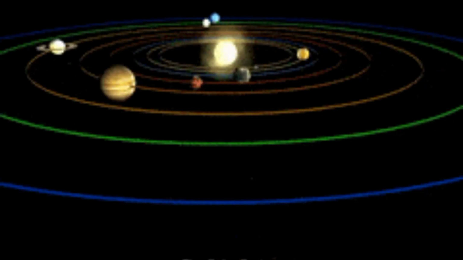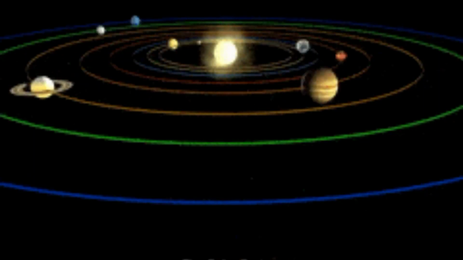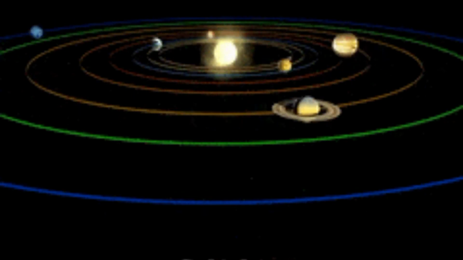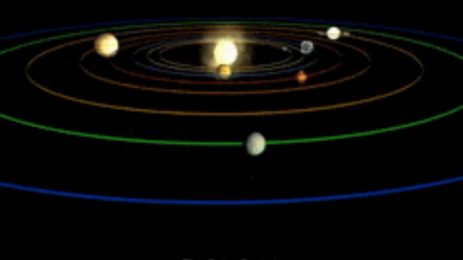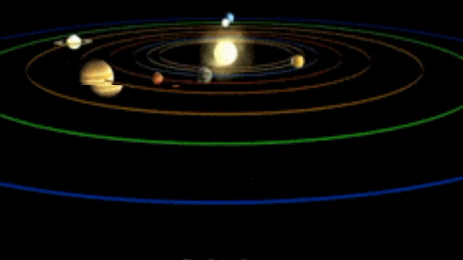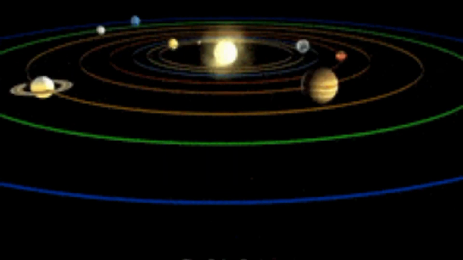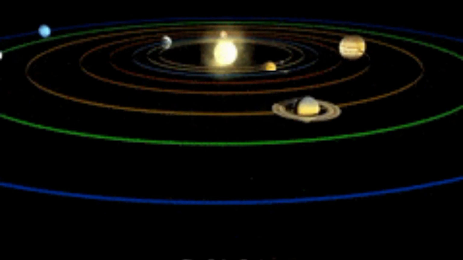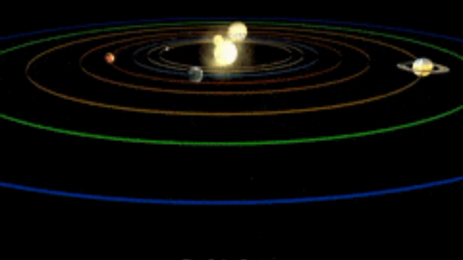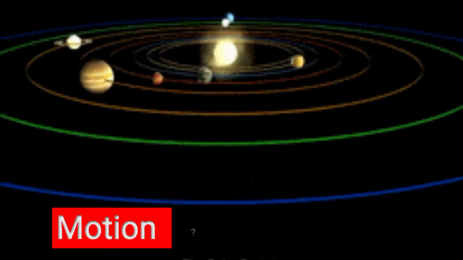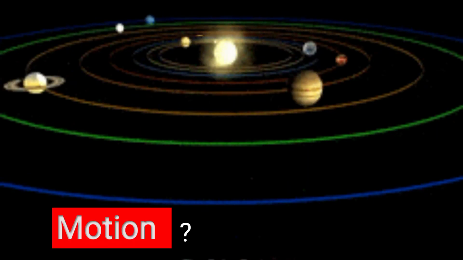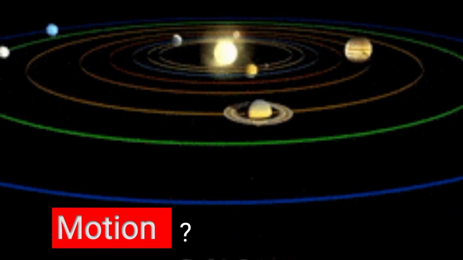Do you know Earth and other planets also undergo motion? Yes, they are revolving around the sun. You can give me thousands of such examples of motion. But what I ask you to tell me is, what is the definition of motion? How can we define motion?